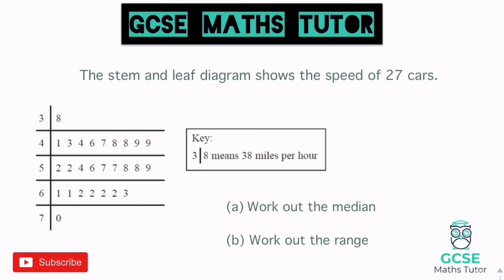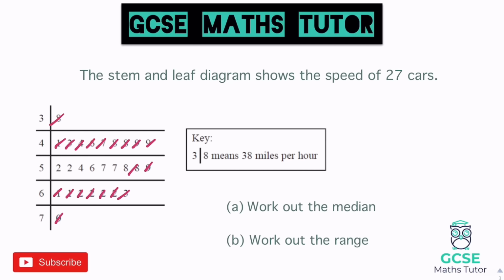Okay, so reading from a stem and leaf, it says the speed of 27 cars, work out the median and work out the range. So to work out the median, I want to know which one's in the middle. And we can take quite a nice approach for this. We can just cross numbers off either side until we get to that middle number. So if there's 27, I'm going to cross off 10 from each side at least, so I can start to get from the middle. So 1, 2, 3, 4, 5, 6, 7, 8, 9, 10. And then going from the back, 1, 2, 3, 4, 5, 6, 7, 8, 9, 10.